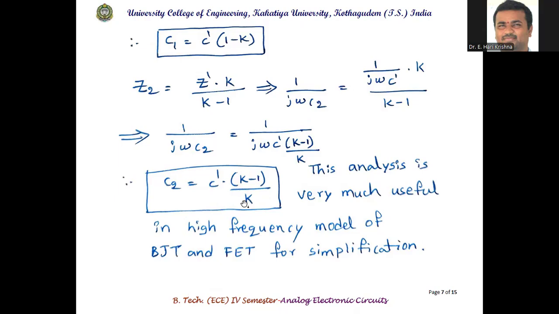This analysis is very much useful in the high frequency model of BJT and FET for simplification. In high frequency analysis specifically, a capacitor will be there in both BJT and FET circuits as the feedback element. So these two parameters, C1 is equal to C dash into 1 minus K, and C2 is equal to C dash into K minus 1 by K, are useful. K is equal to V2 by V1, the voltage gain of the circuit. This is Miller's theorem.